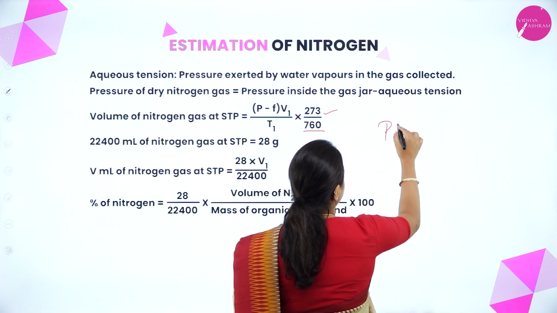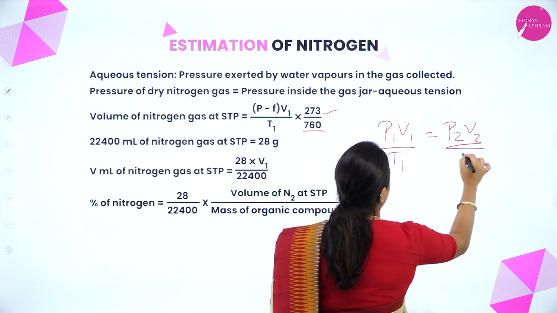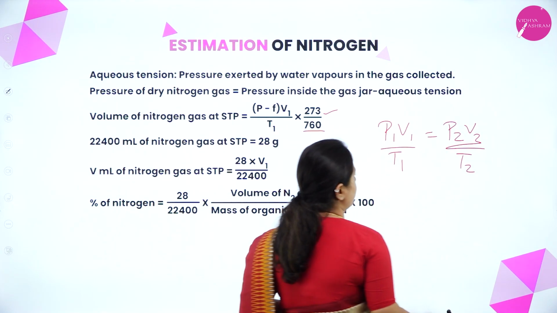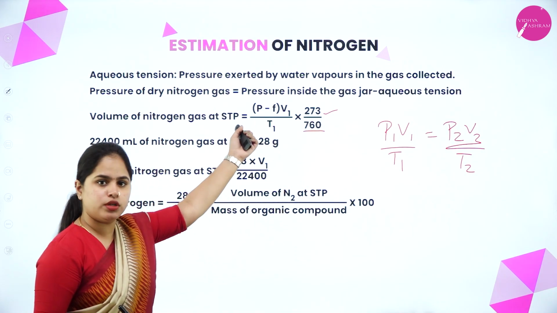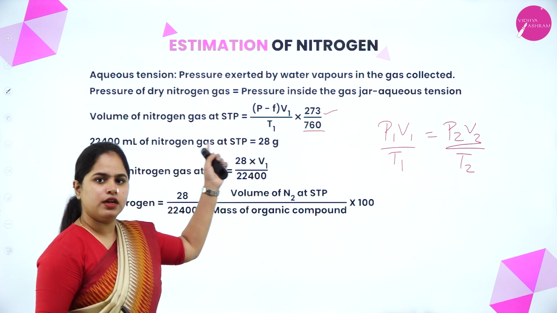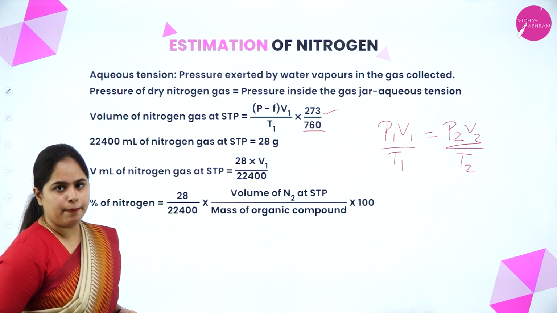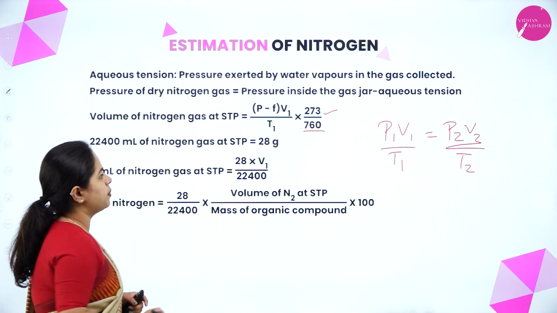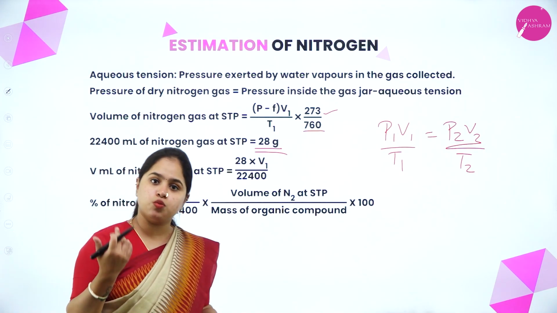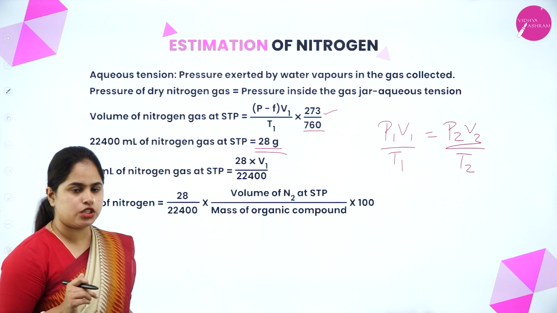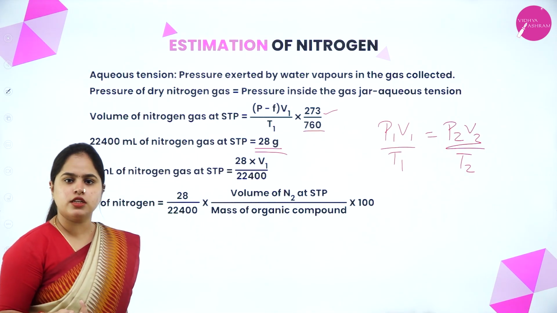This is from the simple equation, P1 V1 by T1 is equal to P2 V2 by T2. So if you have to calculate V2, what will you do? P1 V1 by T1 into T2 comes here. So that is how you have obtained this particular equation. And 22,400 ml of nitrogen gas at STP contains 28 gram of nitrogen gas. So this is the molar volume, right? Under STP conditions, 28 gram of nitrogen gas will contain 22,400 ml of nitrogen gas, right?